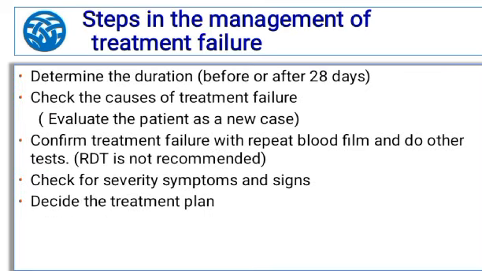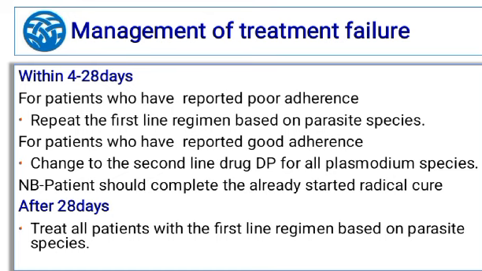Steps in the management of treatment failure. Determine the duration, that means before or after 28 days. Check the cause of treatment failure, that means evaluate the patient as a whole. Confirm treatment failure with repeat blood film and do other tests; RDT is not recommended. Check for severity, symptoms, and signs. Decide the treatment plan.